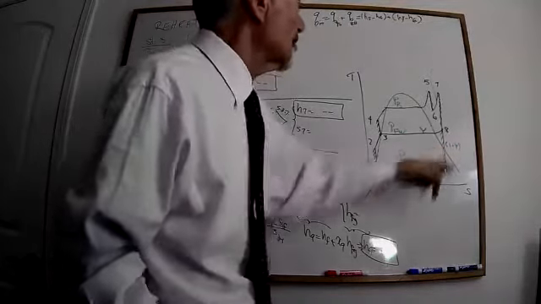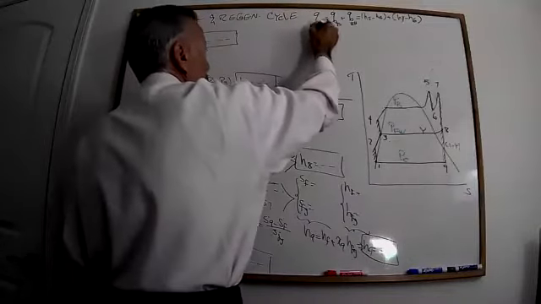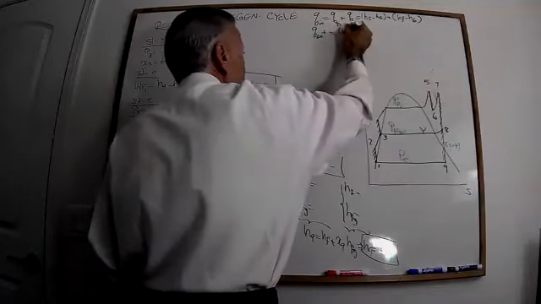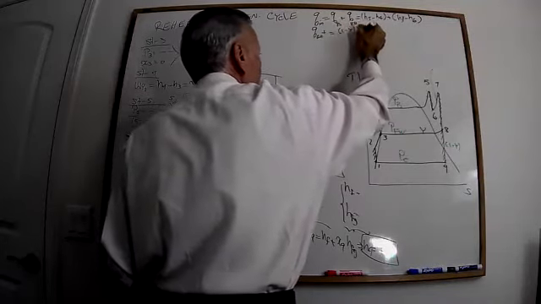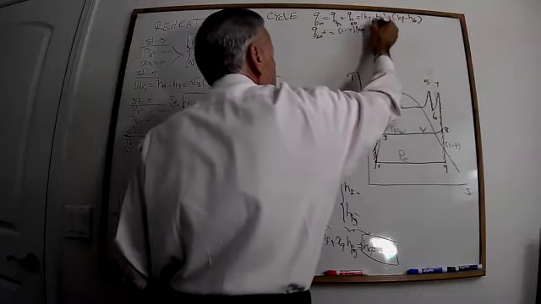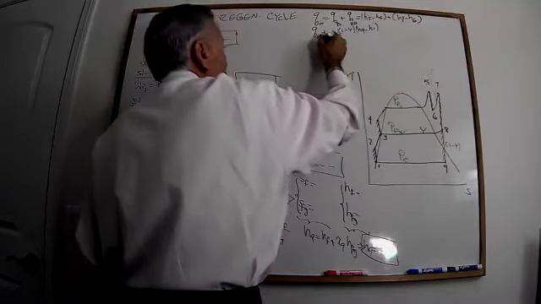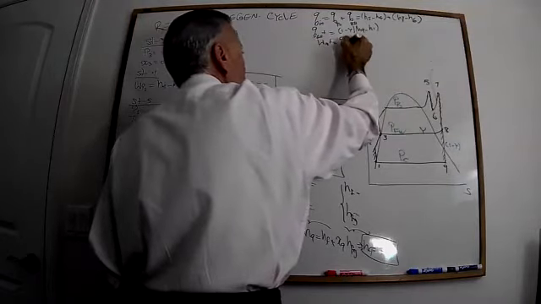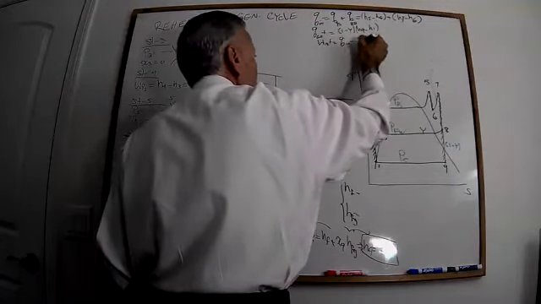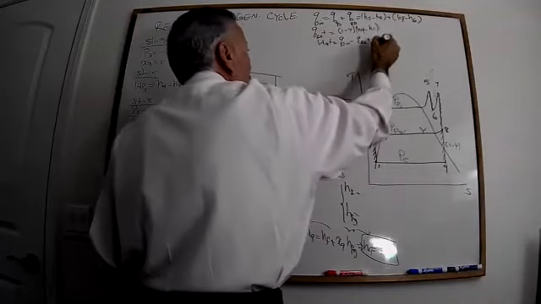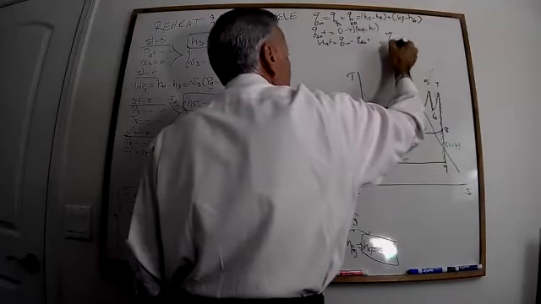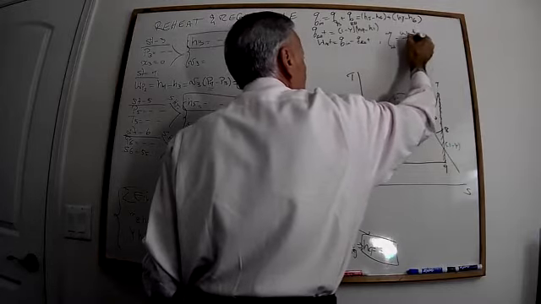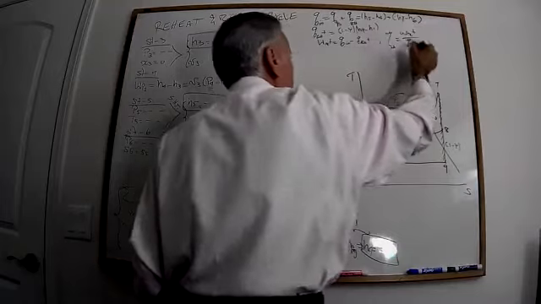However, there is a fraction in front of it. So the Q out would be (1 minus Y) times (H9 minus H1). Of course, your net work would be Q in minus Q out. And the thermal efficiency would be the net work divided by Q in.